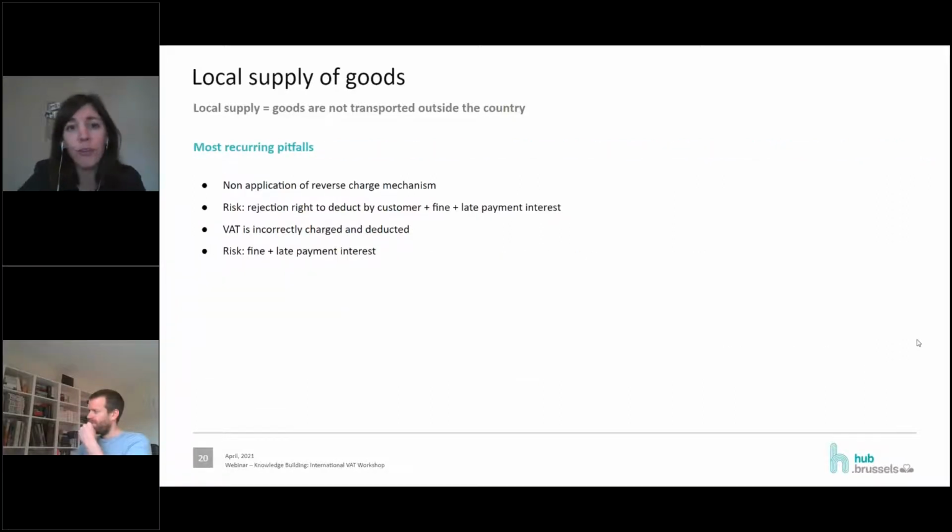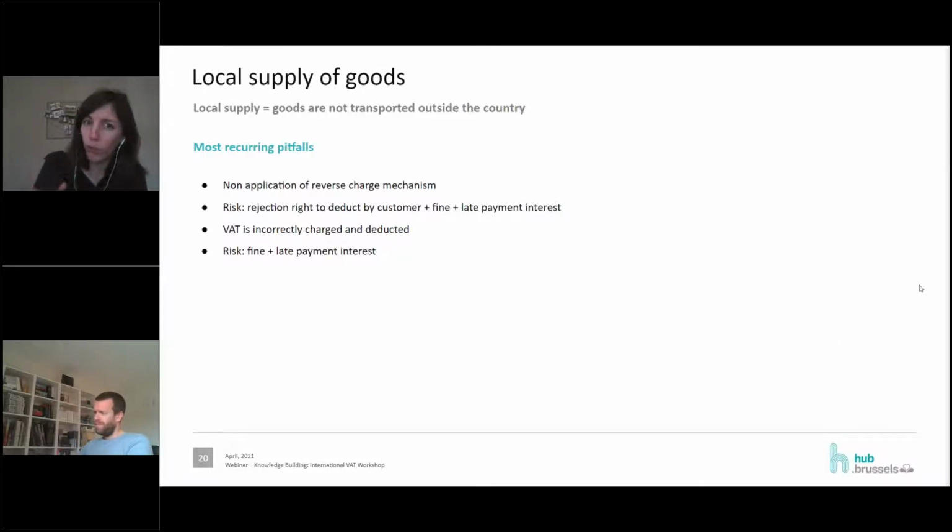What are the different pitfalls in terms of local supply of goods? I mentioned the reverse charge mechanism. If it is not applied, then the risk is a rejection of the right to deduct by the customer, some penalties and late payment interest. And the other way around, if you incorrectly charge VAT and you deduct it, whereas in principle the reverse charge should be applicable, again there is a risk of penalties and late payment interest.